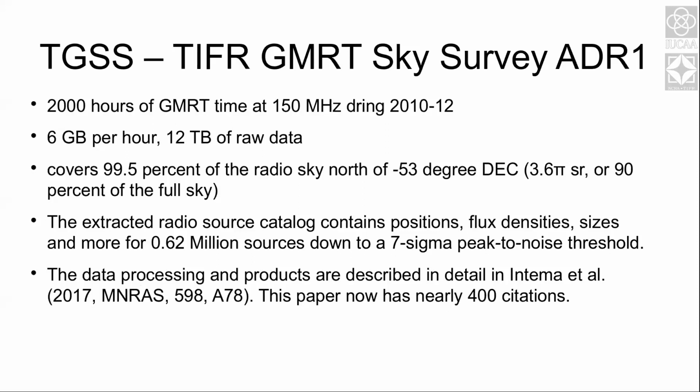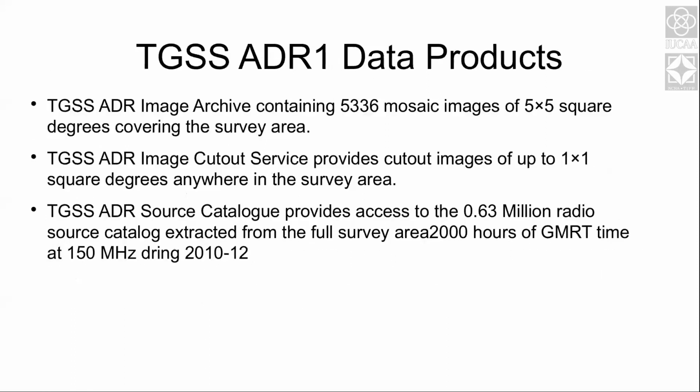A radio source catalog containing positions, flux densities, and more for 0.62 million sources down to a 7 sigma peak to noise threshold is now available. It's available in the form of what is called ADR1, Alternative Data Release 1. The data processing and the various data products are described in this paper. This paper has now nearly 400 citations, indicating that it's been quite a success, and the data from the TGSS are being used for a wide variety of scientific analysis.